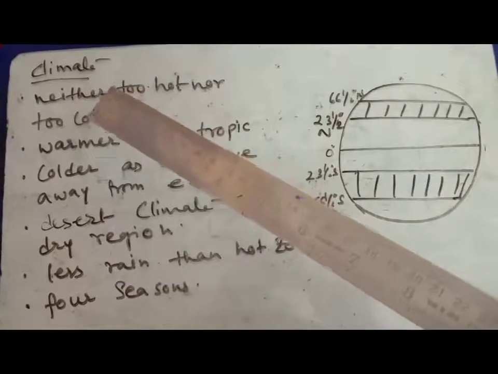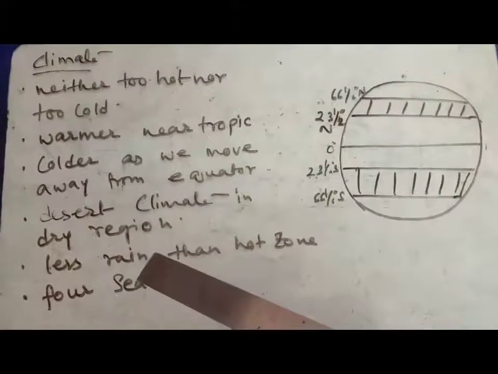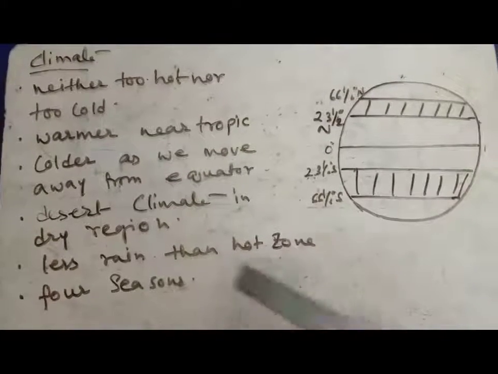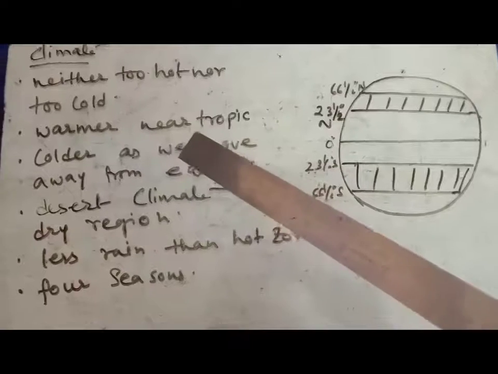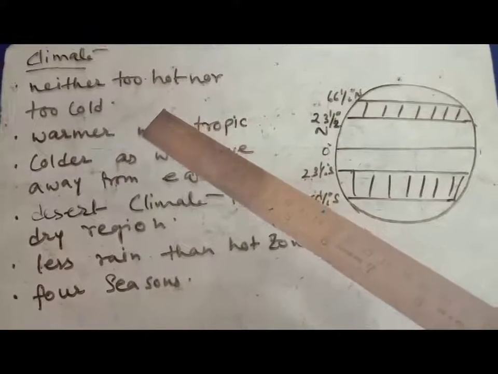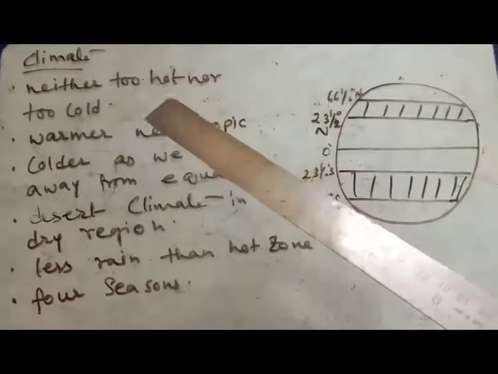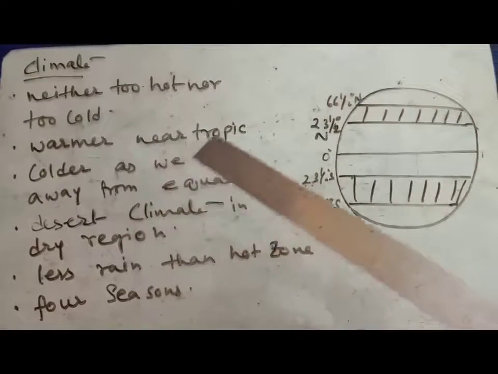So first of all, the climate. You can see I have written some points for the temperate zone. The first point is that it is neither too hot nor too cold. You know that this place does not have very much cold, nor is it very hot.